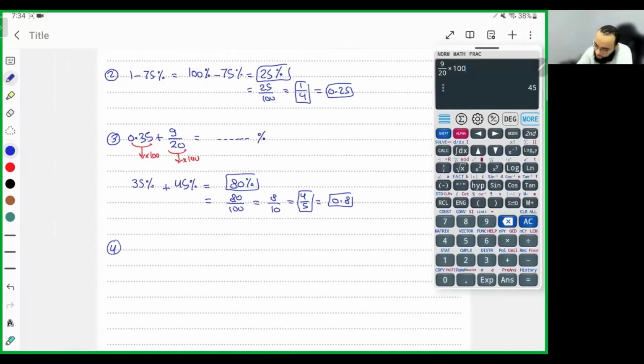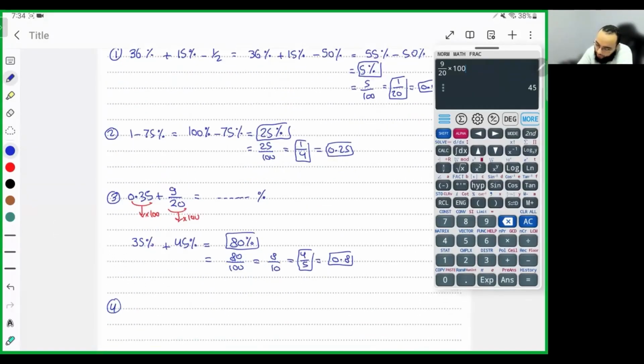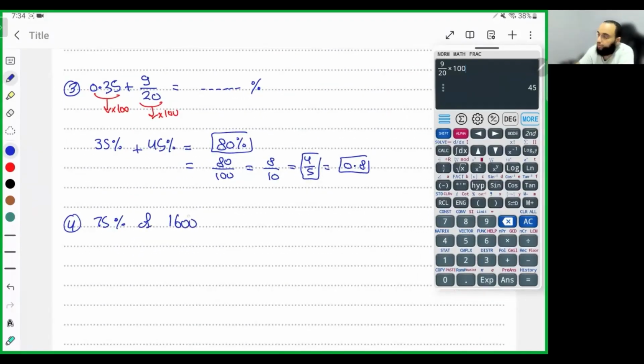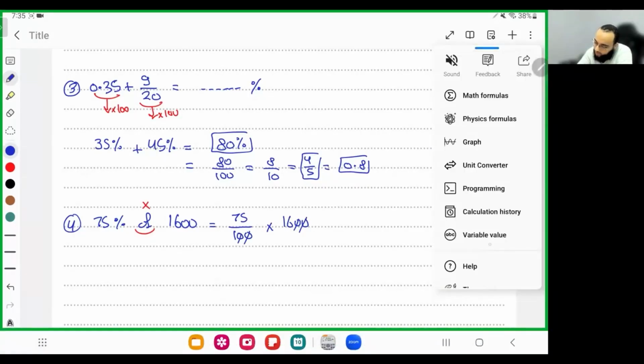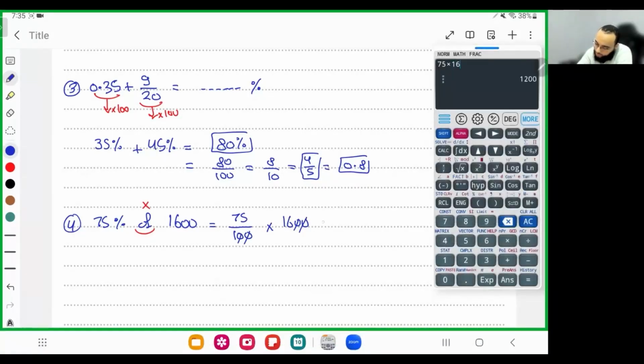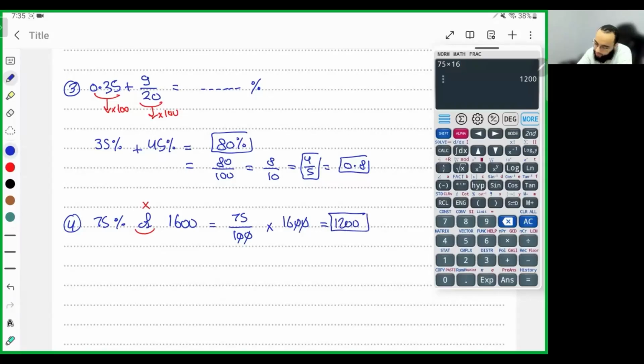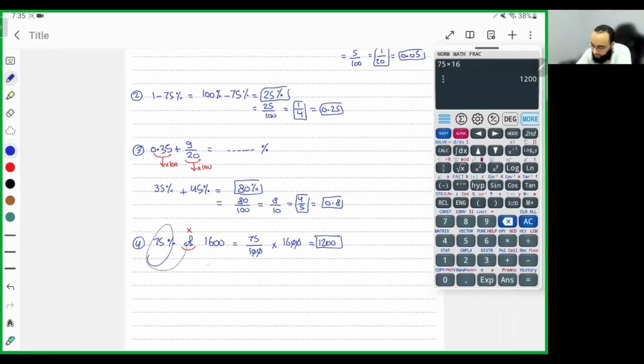Okay? 75% of 1,600. Another one. It's 75 over 100. What about "of"? It means multiply. Multiply 1,600. With the calculator, you can do it, or delete two zeros together. 75 times 16, it's 1,200. 75% of 1,600 equals 1,200.